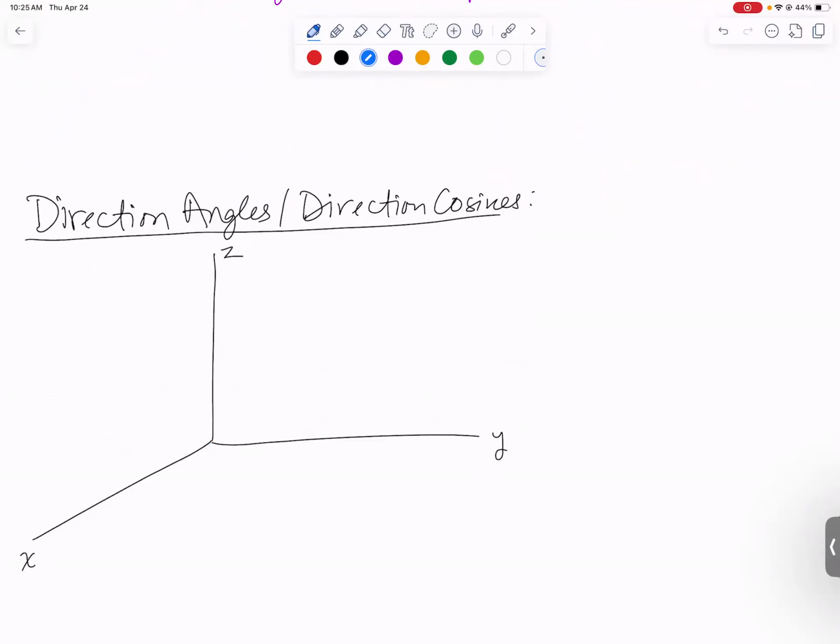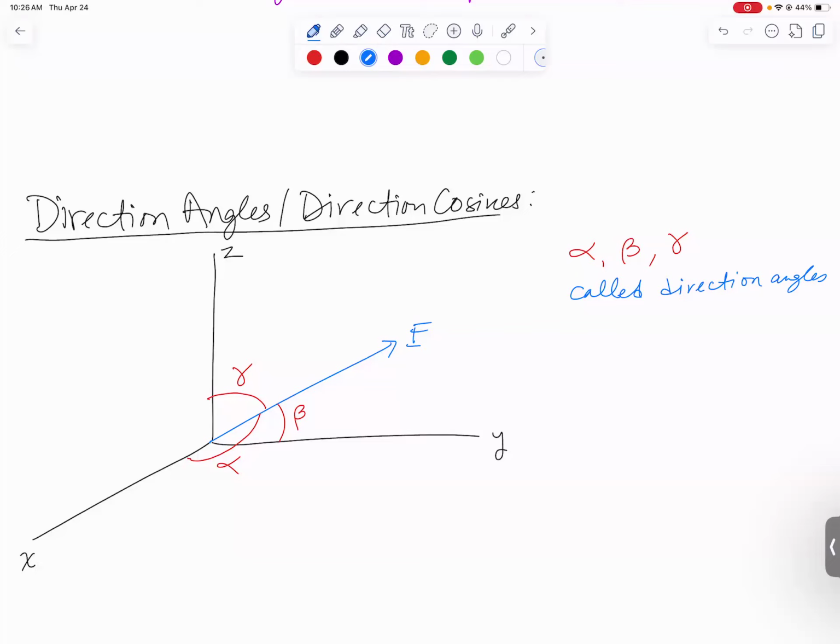Let me draw my force vector F again. And what direction angles and direction cosines mean is if I know the angle from that vector directly to the x-axis in 3-dimensional space, we call it alpha. The angle between F and the y-axis we call beta, and the angle between F and the z-axis we call gamma. So alpha, beta, and gamma are what we call the direction angles.